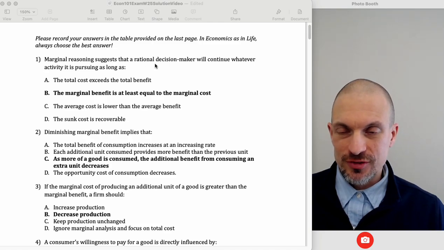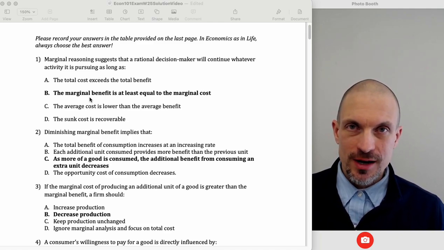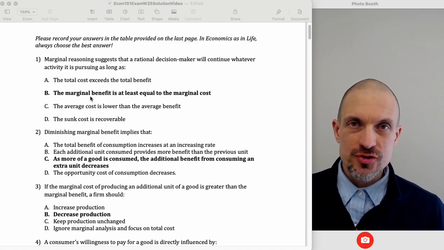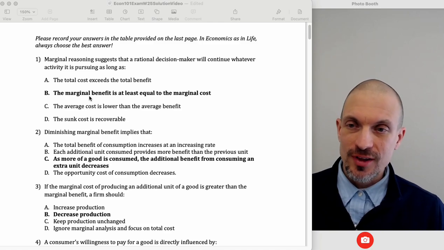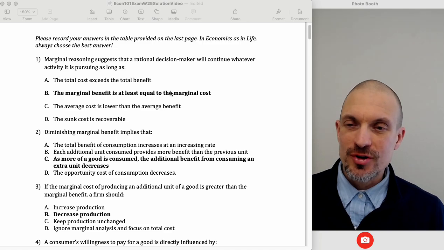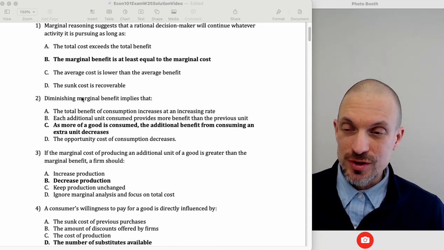Marginal reasoning suggests that a rational decision maker will continue whatever activity it's pursuing as long as marginal benefit is at least as large as marginal cost. So this is our optimization rule. This is the consequence of marginal reasoning: optimally you want to produce or continue the activity or stop where marginal benefit equals marginal cost. You'll continue so long as marginal benefit is at least as big. Once marginal cost is bigger than marginal benefit, then you want to stop. You've gone too far, you actually want to reduce what you've done.